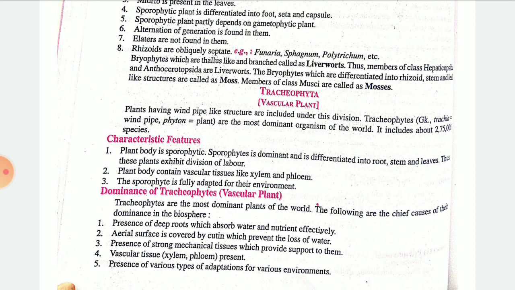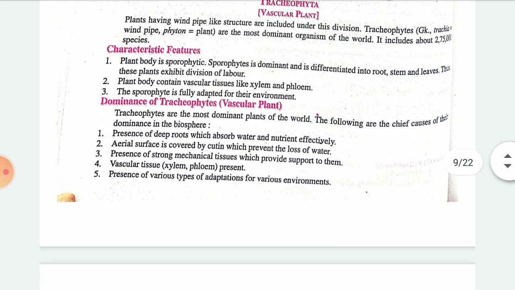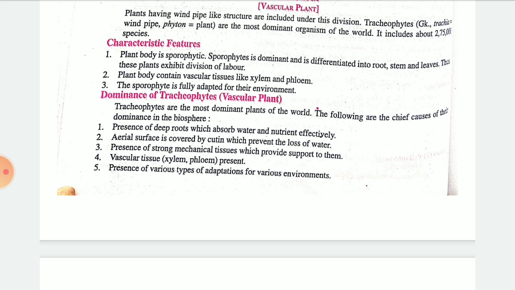Vascular body is well developed. The sporophyte is fully adapted for the environment. Then what are the characteristics of vascular plants? The presence of deep root will be there for nourishment purpose. The aerial surface is covered by cutin, which prevents the loss of water. Cutin, what is it? A waxy-like appearance over the surface of the leaf.